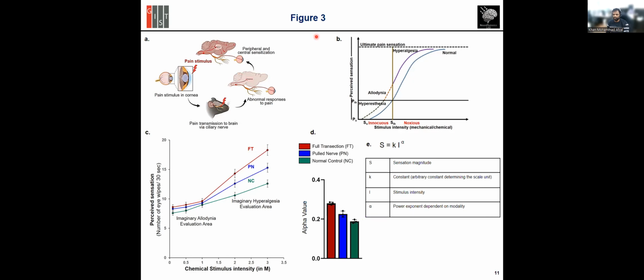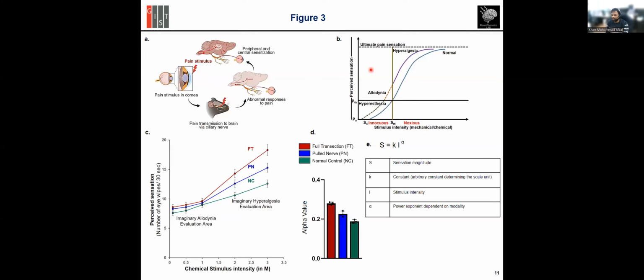And what is figure 3? I prepared a schematic of how a pain stimulus in the cornea is transmitted to the brain via the long ciliary nerve, which I am pulling. Abnormal response means allodynia and hyperalgesia. The graph I showed you is the type of behavior response I got and how it involves the thalamus. And finally, through peripheral and central sensitization, there are different changes in the brain.